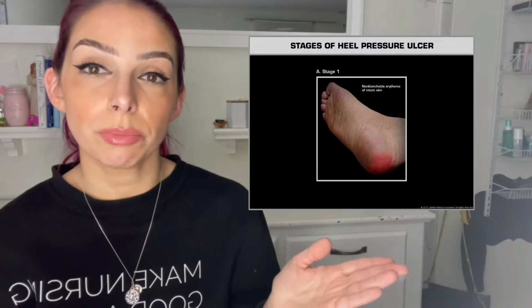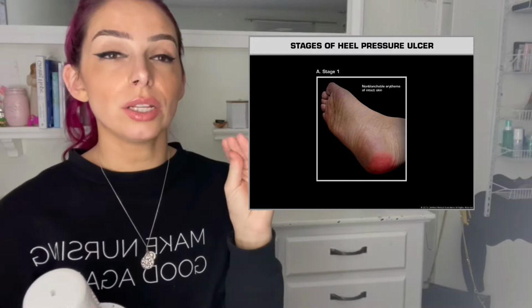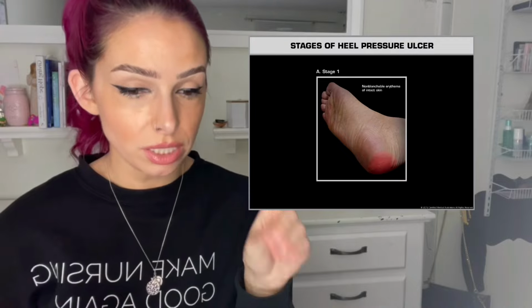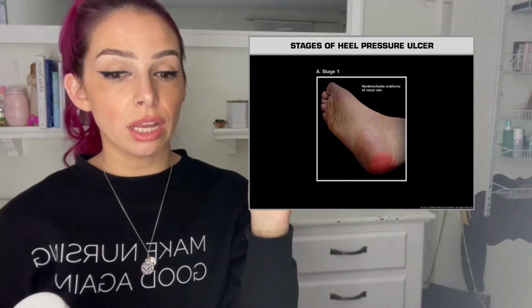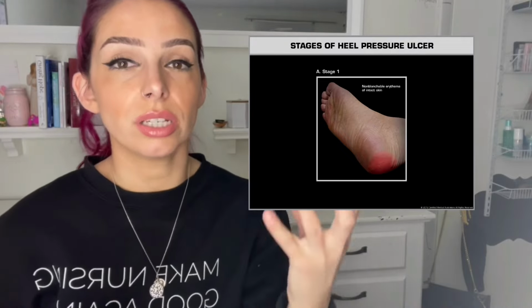The skin is reddened or pink. It's non-blanchable. When I say blanchable, I mean if you press down on something, it turns white and that redness comes back. It shows that the circulation is coming back. When something is non-blanchable, it will be red or pink. You push down, it stays red or pink. You pull up, it stays red or pink. That's a change in the circulation there.